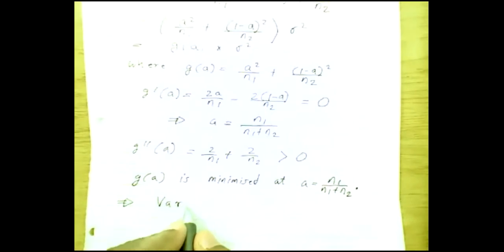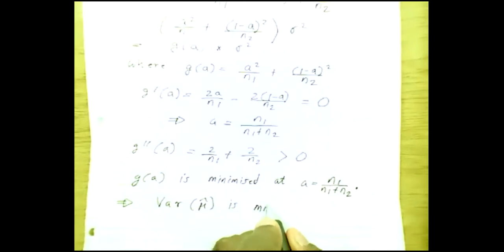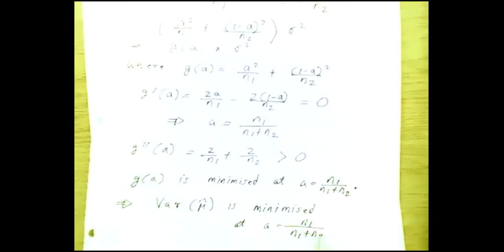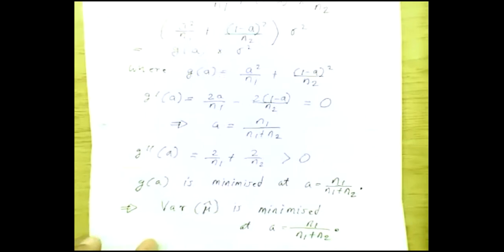So in other words, because the variance is G of A times sigma squared, the variance of mu hat is minimized at A equal to n1 divided by n1 plus n2. All right, so this completes question number 2.